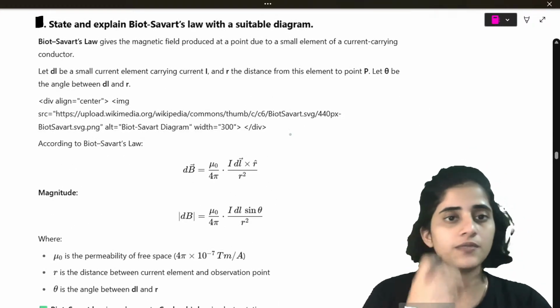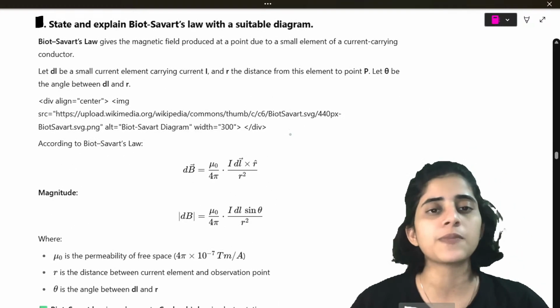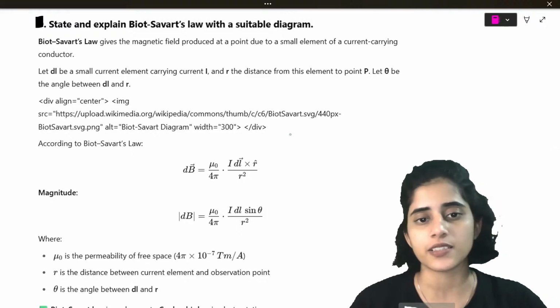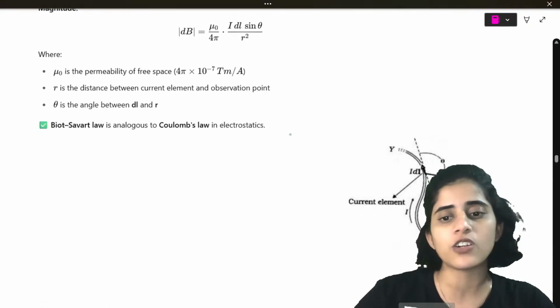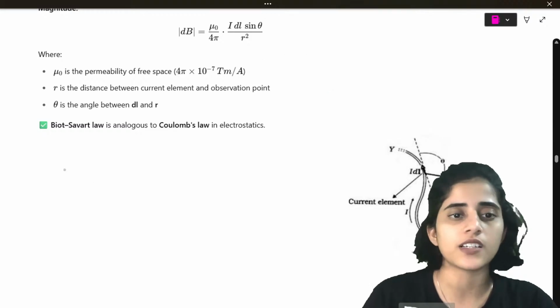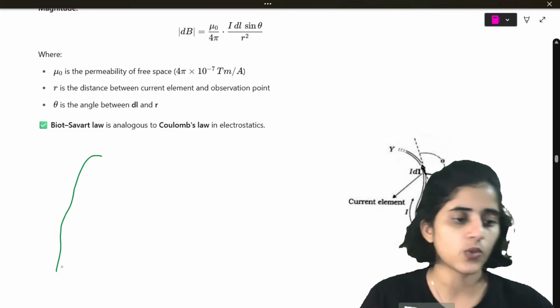Okay, next question. State and explain Biot-Savart's law with a suitable diagram. So the diagram for Biot-Savart's law is just this, a straight wire.